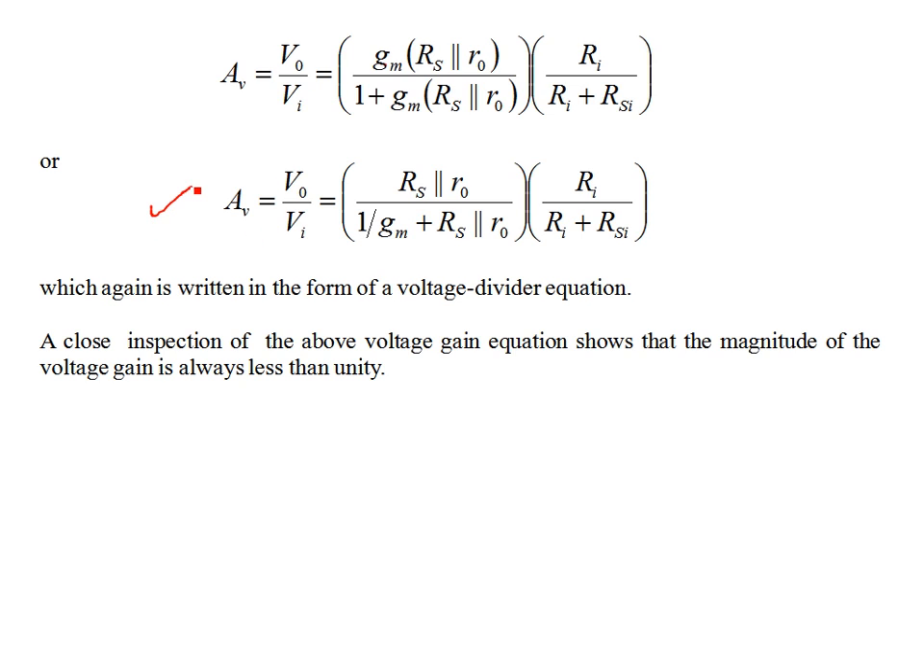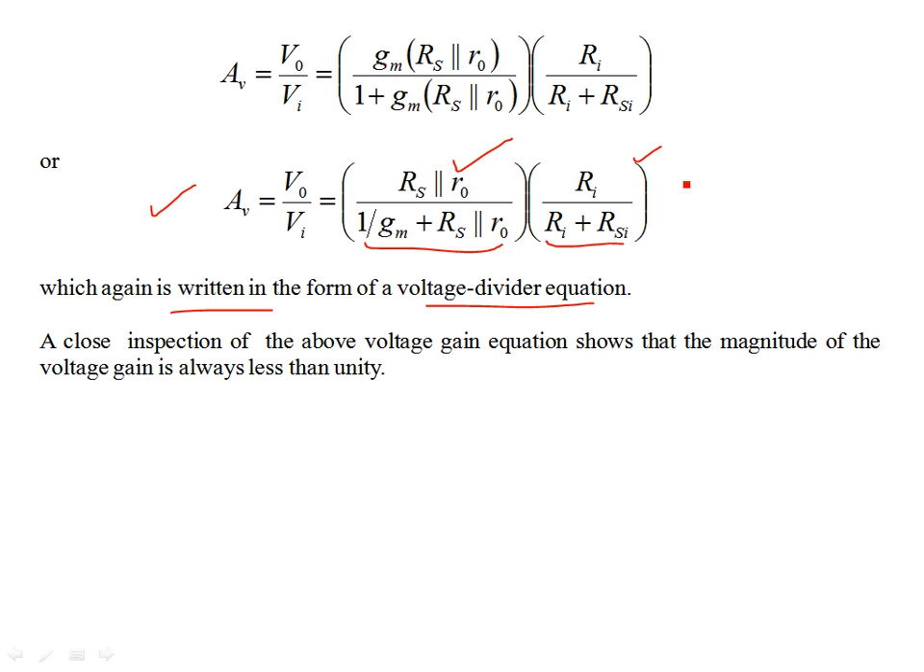Again, this is my voltage gain, which is written in the form of the voltage divider equation. This is a voltage divider equation. This is also a voltage divider equation. Both are voltage divider equations. And if you look closely, the other thing is that in both cases, the denominator turns out to be greater than the numerator. Again, the denominator over here is greater than the numerator.